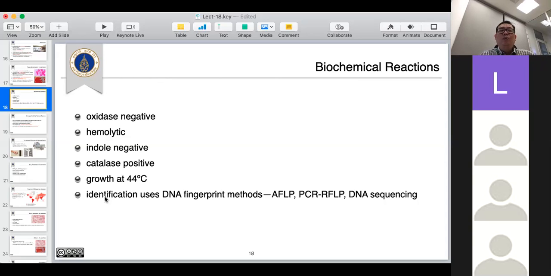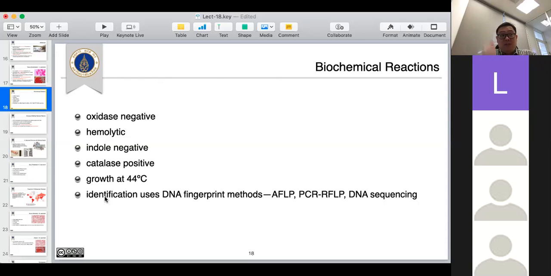Then you run electrophoresis to separate the AFLP bands, and then we call it the fingerprint. Or you probably amplify some region and cut that PCR product with a specific enzyme, which we call PCR-RFLP. Or DNA sequencing can also help for identifying A. baumannii.